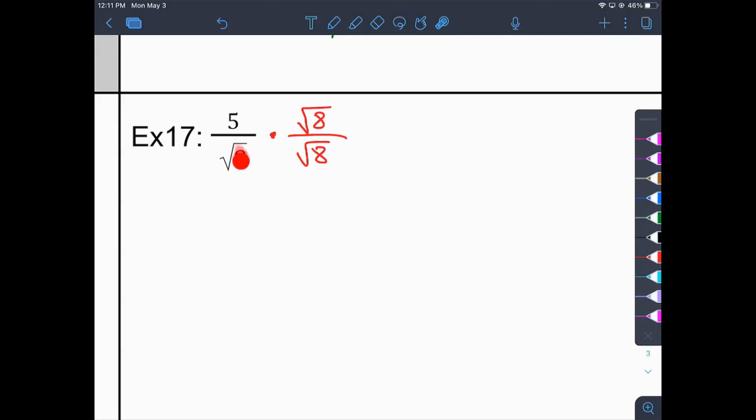If there's more than one thing, if there's a plus or minus with this, like if it happened to be 5 over root 8 plus 3, we cannot just multiply by root 8. It will not be enough, okay? So I will show you an example of this kind of situation in a moment. But for now, let's keep going. Since this is not in a root, I simply end up with 5 times root 8. The bottom becomes root 8 times root 8.